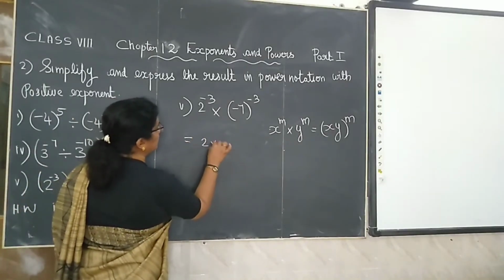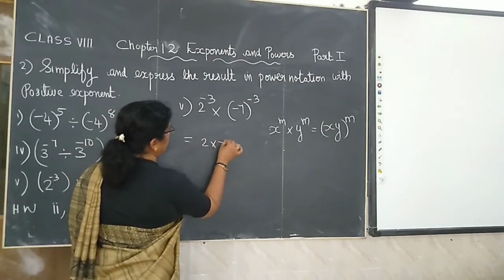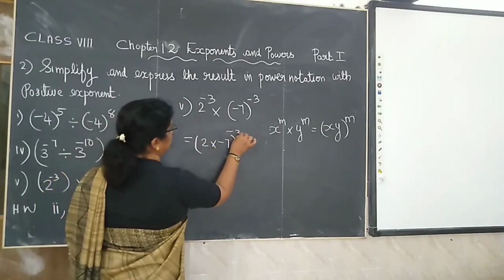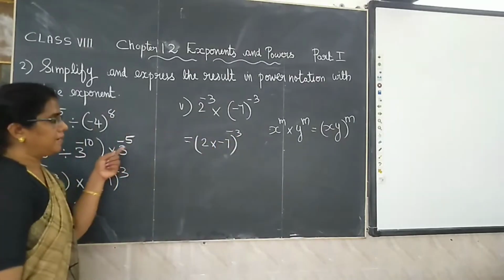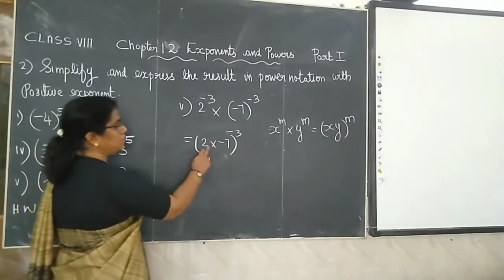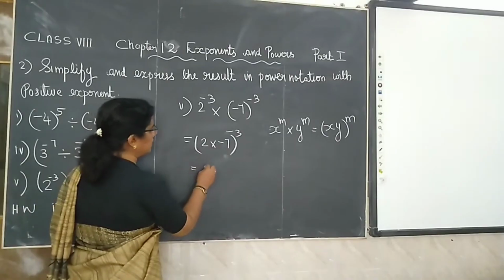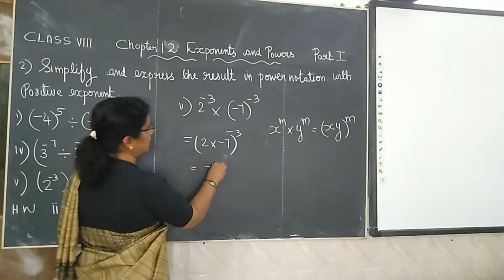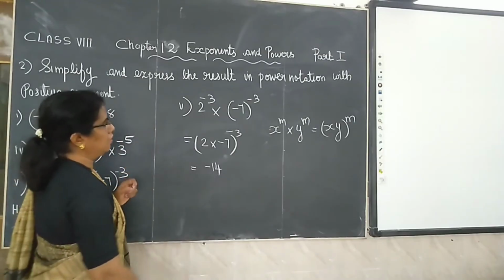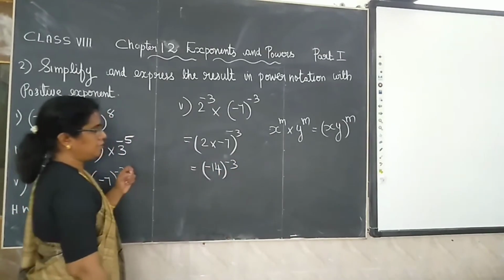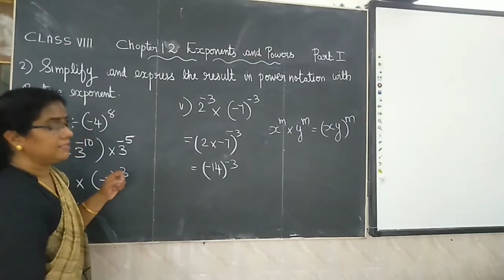So we can write this as 2 multiplied by minus 7 whole raised to minus 3. Now 2 multiplied by minus 7 is minus 14, so minus 14 whole raised to minus 3.